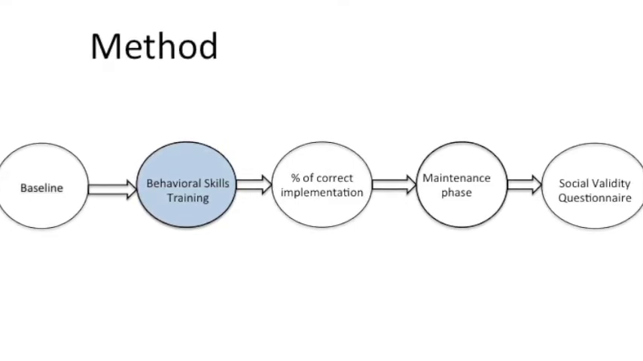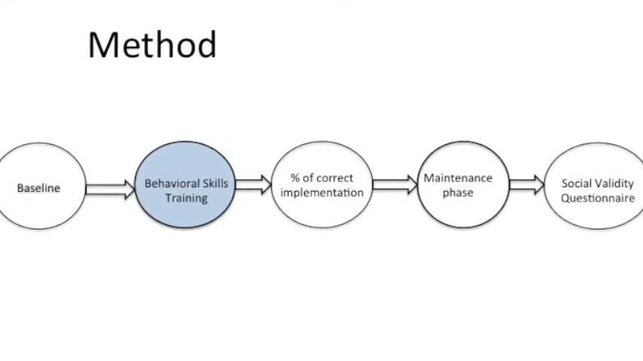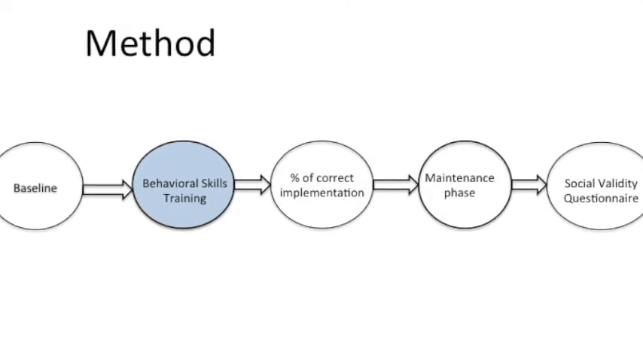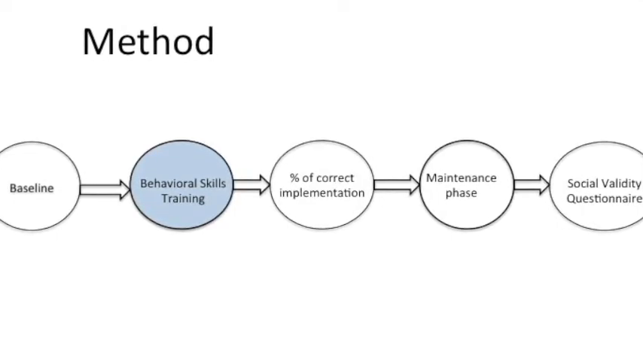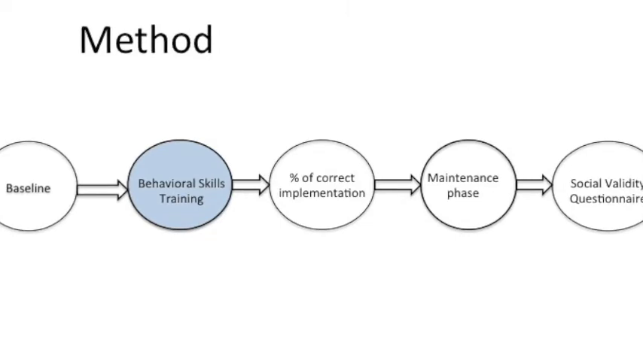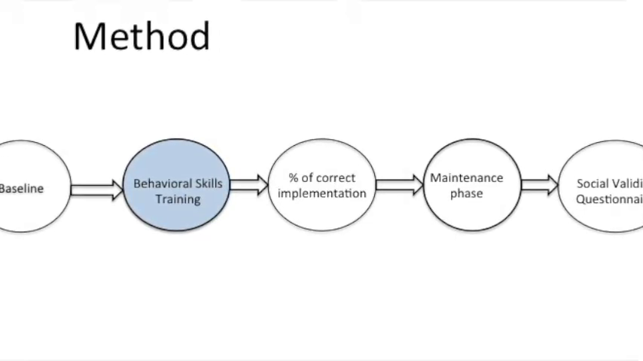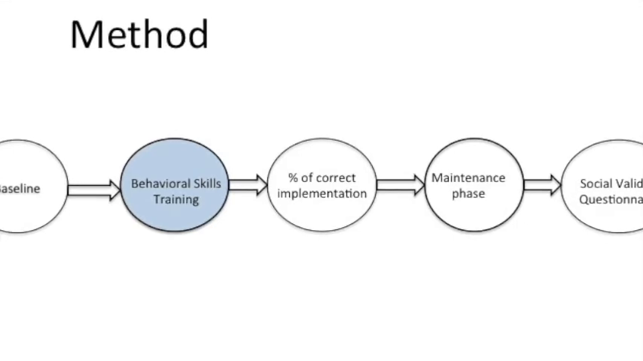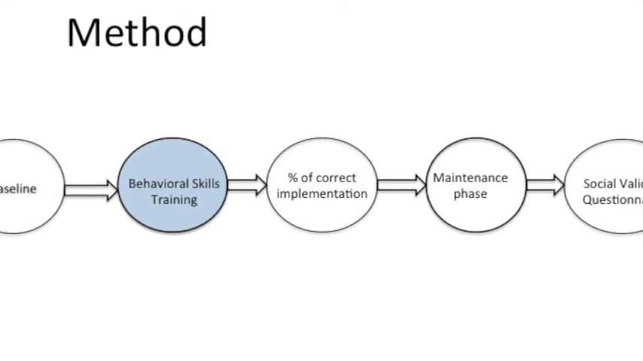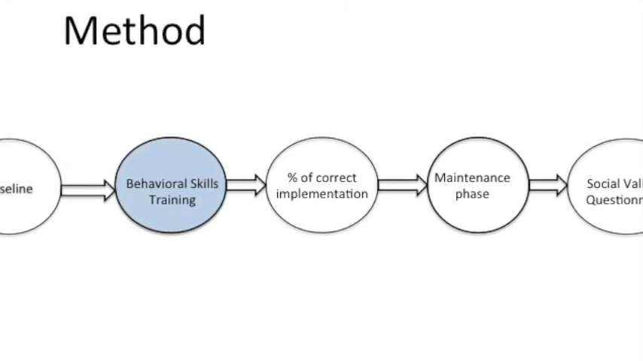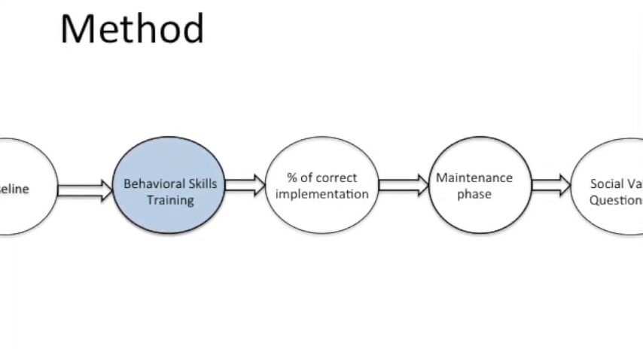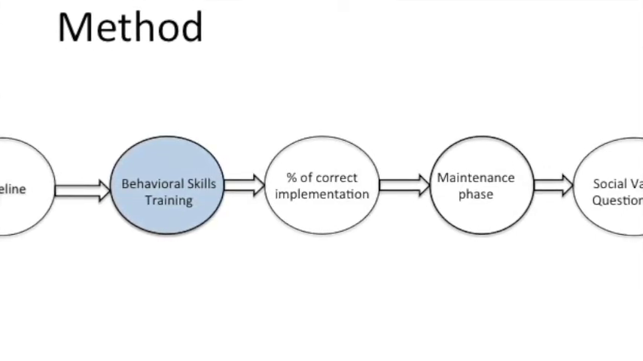This slide gives a visual representation of the current study. So we started with baseline and then began our intervention, which was behavioral skills training. We then observed the paraprofessionals' percentage of correct implementation of DRO procedures and conducted a maintenance phase, and then provided the participants with a social validity questionnaire.